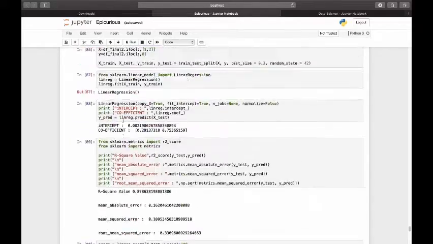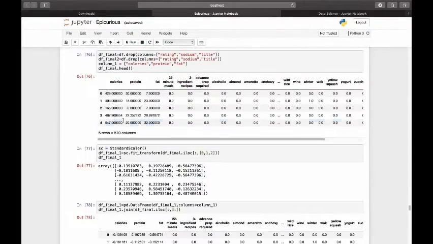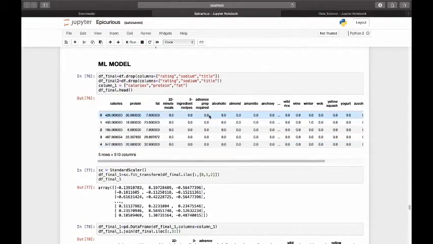But then again, we tried to move on to more sophisticated algorithms, such as support vector regression.